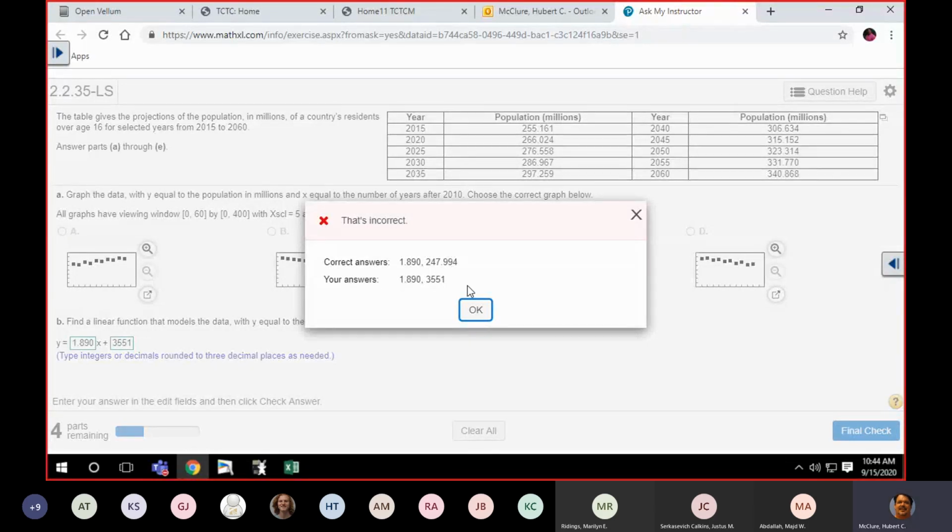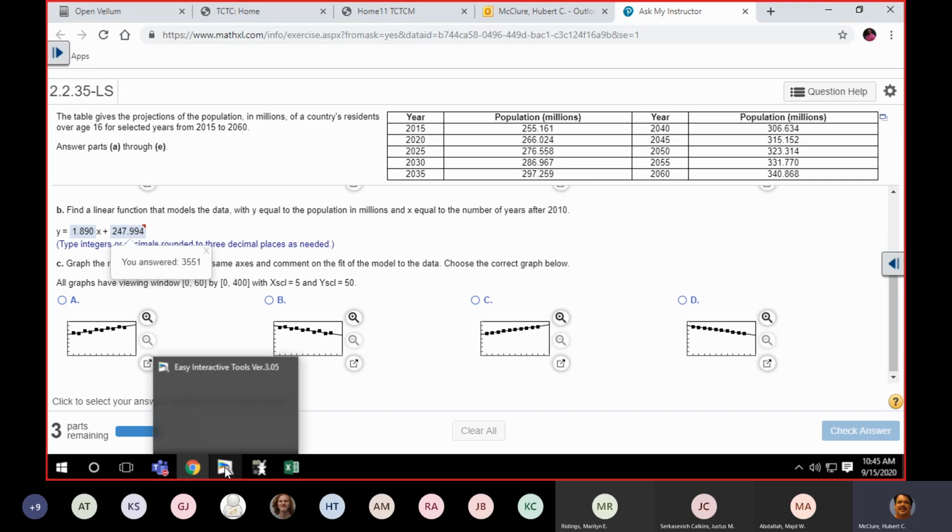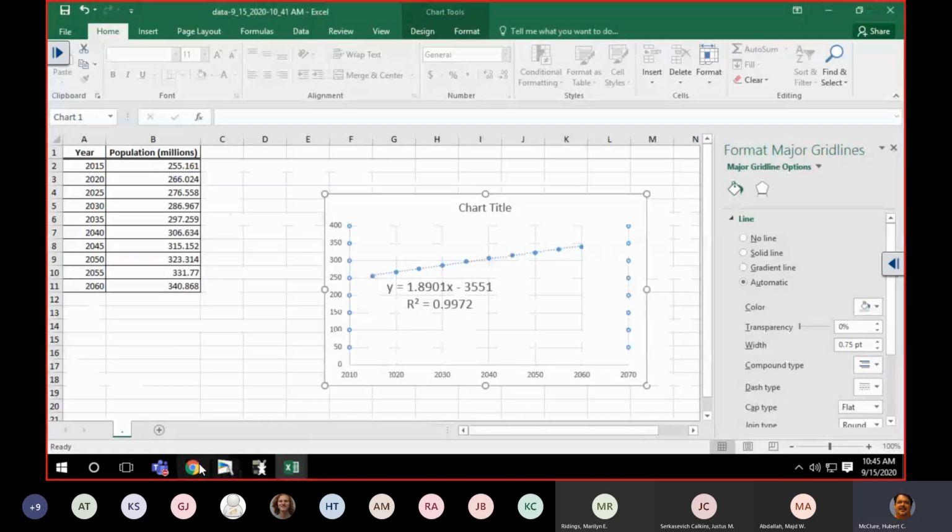Huh. I have a feeling they wanted 0. Hold on. No, from years. Okay, I got something totally wrong there. They must be doing something different. I don't understand what the problem there is. We'll have to go back to that one because I said it was 3551. Did I look at something wrong? Anybody got any input?